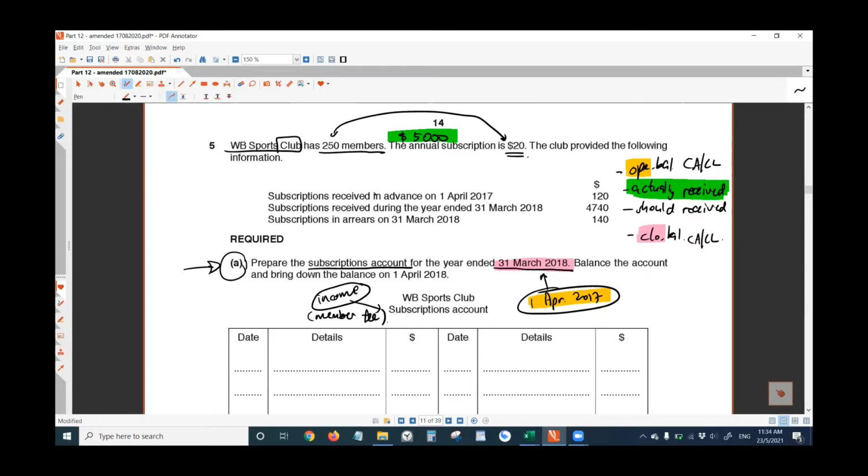Then it provides the following info. Subscription received in advance on 1st April 2017. What is that? That is the opening balance. How do I know? Because I know the date. This is the opening balance, which means you should show balance b/d for this 120 in the account. To the debit side or the credit side, you have to determine whether this is CA or CL first. For opening balance and closing balance, you need to determine whether they are CA or CL.